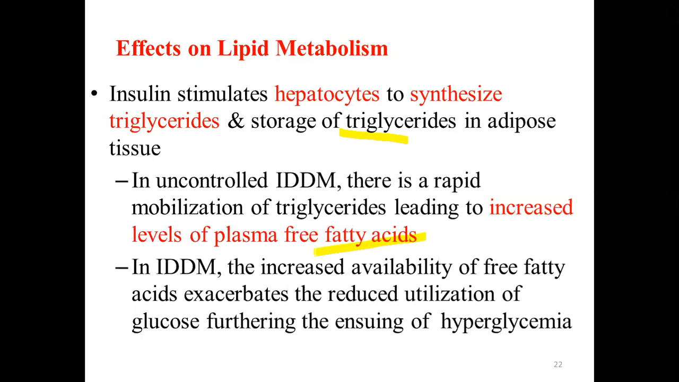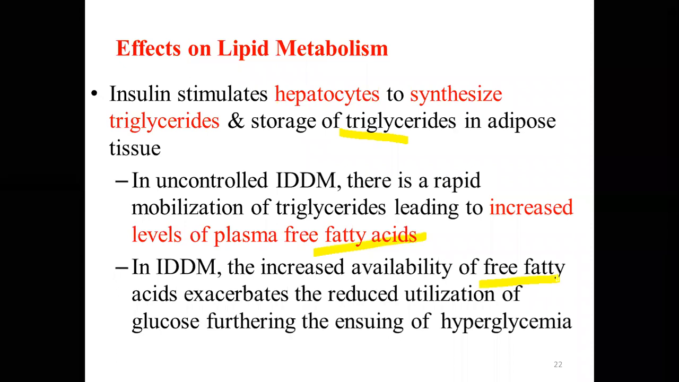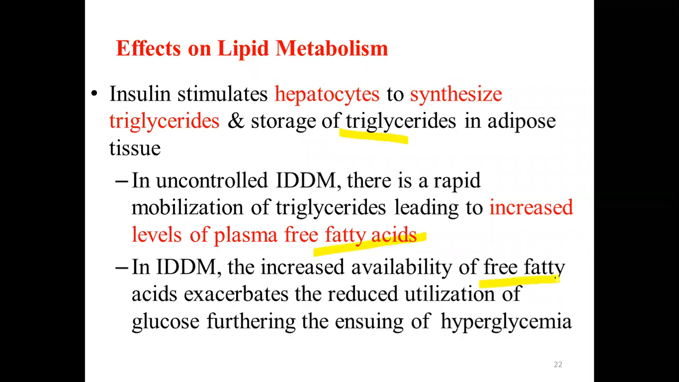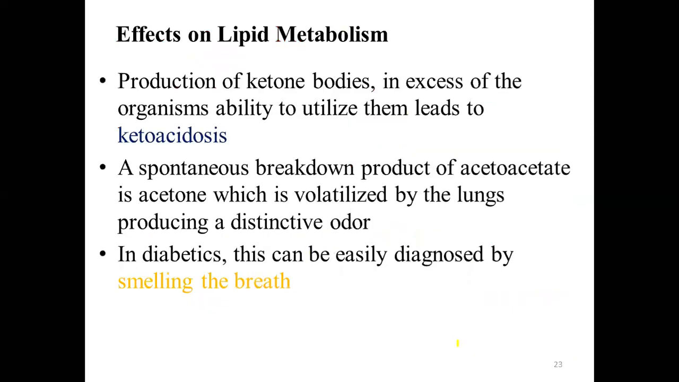Remember, as a result, there is increased availability of free fatty acids, which ultimately exacerbates the reduced utilization of glucose and further increases the risk of hyperglycemia. When the body is utilizing fat, it ignores the carbohydrate and glucose as a source of energy. This ultimately exacerbates the impaired utilization of glucose by the cell. And when there is continuous lipid degradation, the risk of metabolic acidosis will be very high. In severe condition, we call it diabetic ketoacidosis.